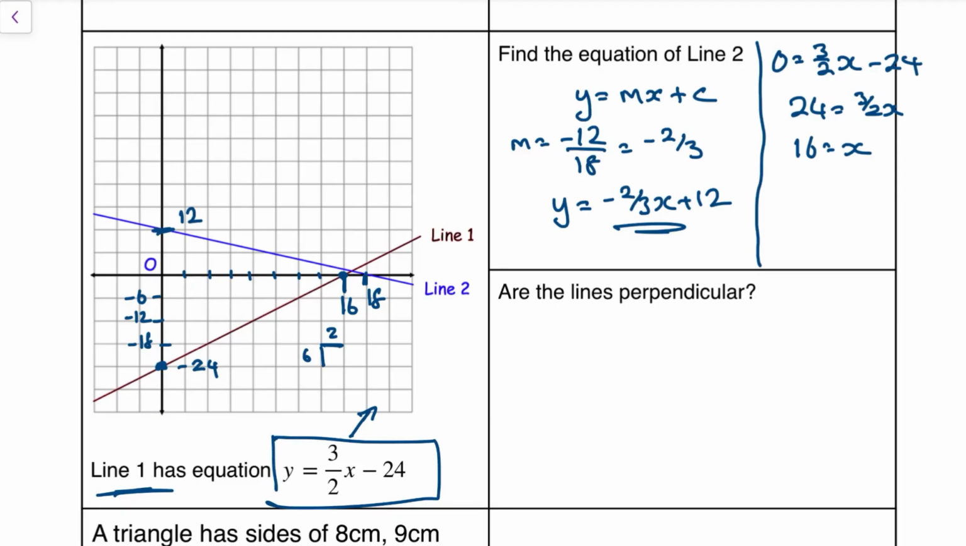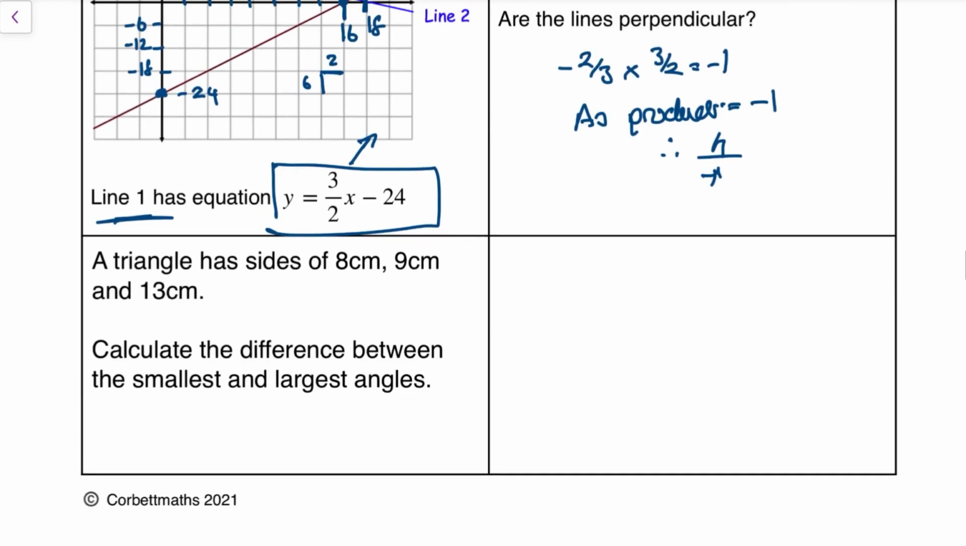Well, the definition of perpendicular, there's a few ways of doing this, but the easiest way of doing it is just to show that if you multiply gradient 2 by gradient 1, which is 3 over 2, this gives you minus 1, and therefore all you need to say is as product equals -1, therefore perpendicular. Obviously you can write the word perpendicular if you want, but this is just like a right angle, it means perpendicular. Question done. Final question of today.